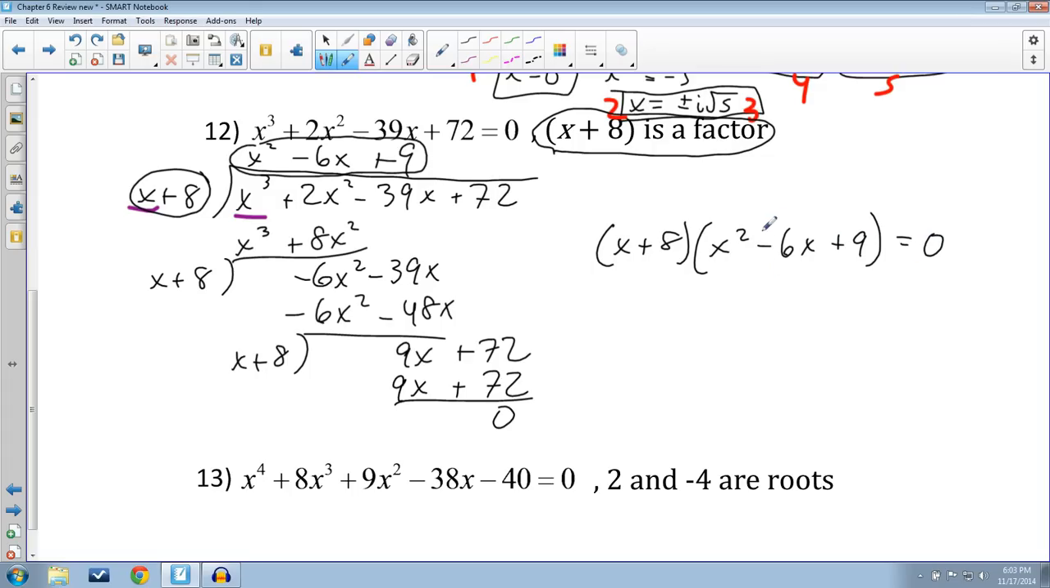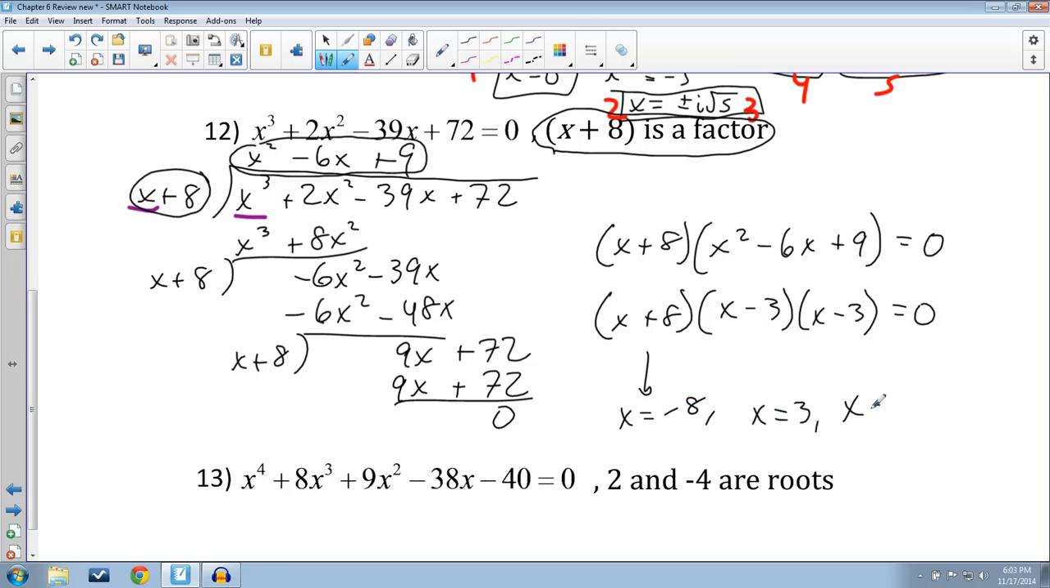Okay, better hope this is factorable. Oh yeah, of course it is. x plus 8 times x minus 3 times x minus 3 equals 0. So what are your x values? Either x equals negative 8, x equals 3, or x equals 3.